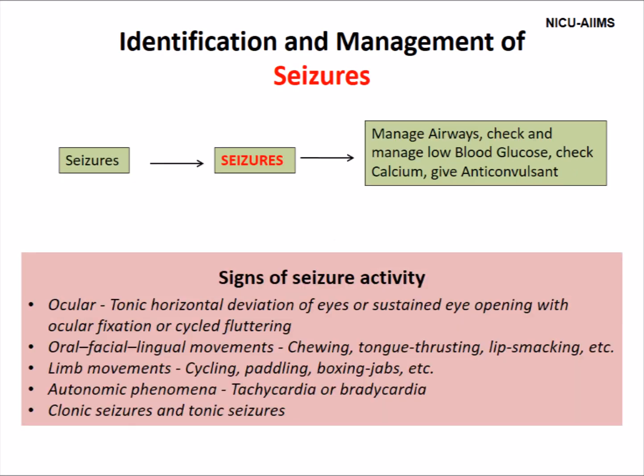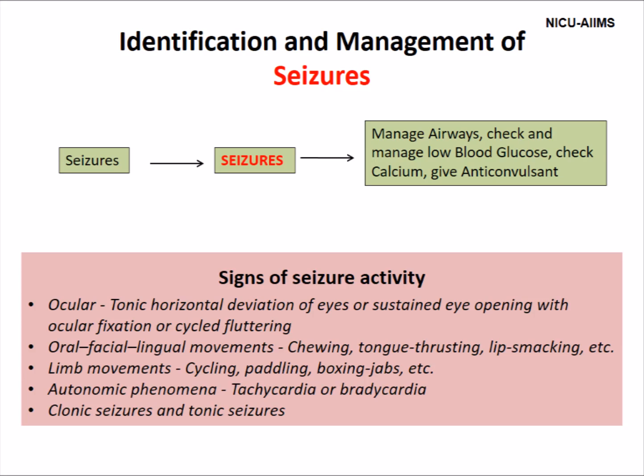Identification and management of seizures. Look for signs of seizure activity in neonates. This may manifest as ocular, characterized by tonic horizontal deviation of eyes or sustained eye opening with ocular fixation or cyclical fluttering. Oral facial wrinkle movements such as chewing, tongue thrusting, lip smacking, etc. Limb movements such as cycling, paddling, boxing jabs, etc. Autonomic phenomena such as tachycardia or bradycardia or clonic seizures and tonic seizures.